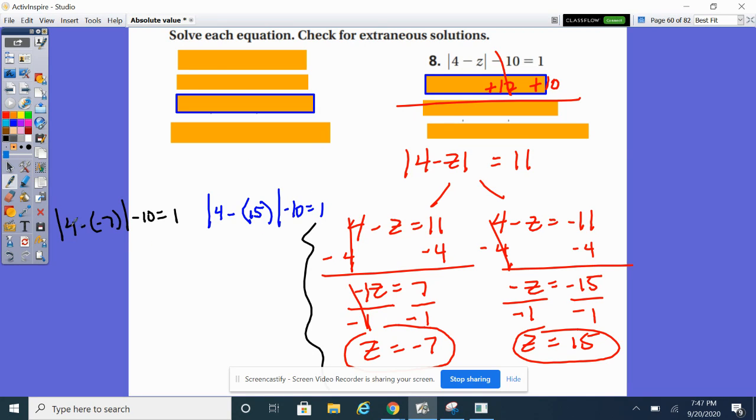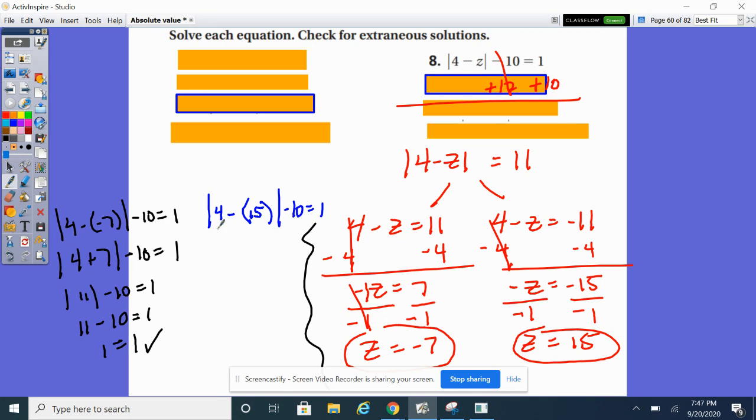All right, let's solve this out. So the negative and negative, that turns into a positive. That'll be 4 plus 7 minus 10 equals 1. We know 4 plus 7 is 11. Minus 10 is equal to 1. Absolute value of 11 is still 11. And 11 minus 10 is 1. And so sure enough, yeah, that checks out. That works. Let's go back to the blue.